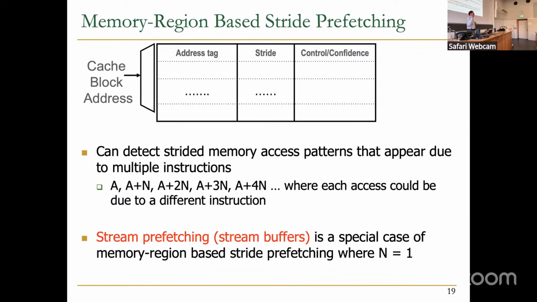Stream buffers, which we're going to talk about, or stream prefetching, is a special case of memory region-based stride prefetching where n is equal to 1. You basically access the next line. Maybe not so interesting, but it's still implemented. It's actually a very powerful paper written in 1990 by Norm Jouppi, which we will see.